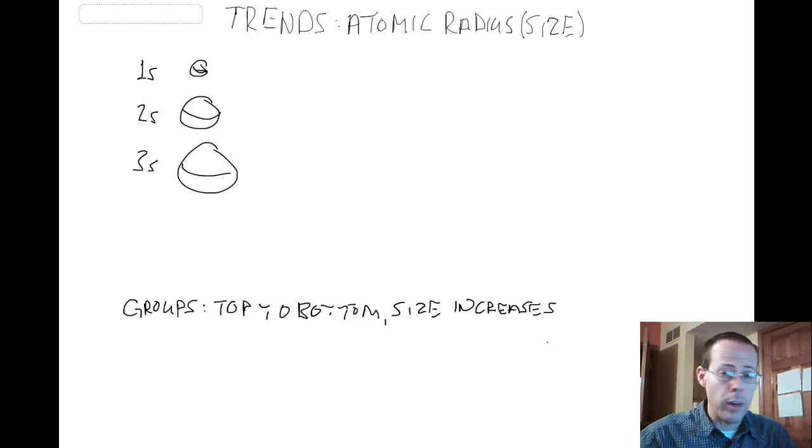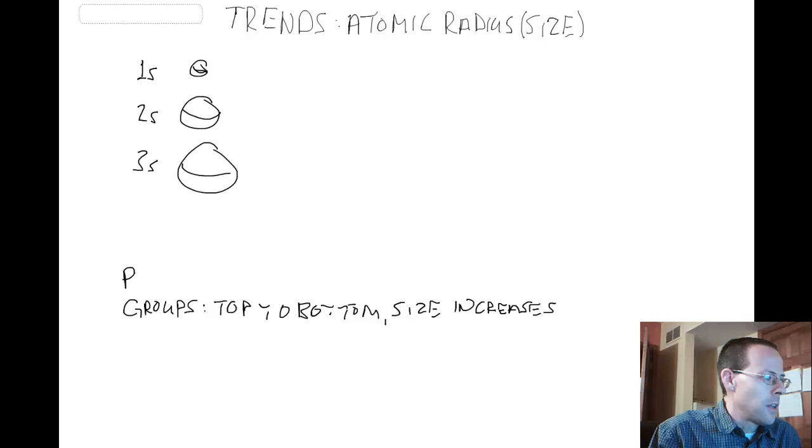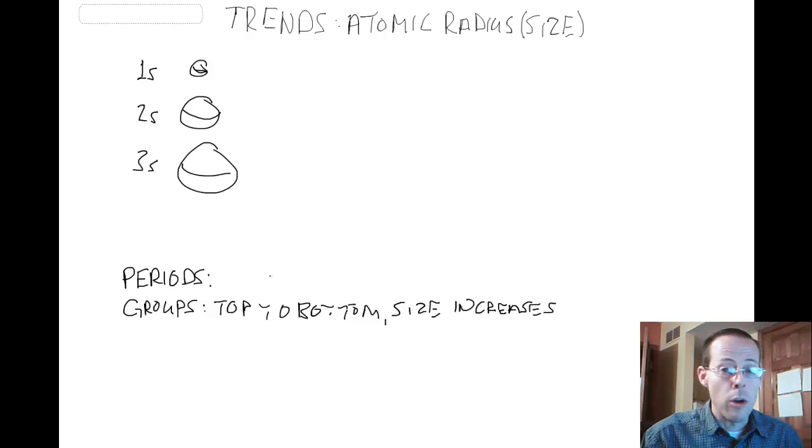So groups, as we go from top to bottom, size increases. It does not matter what group we're in. We were kind of talking about alkali metals. The same thing would be true of halogens. It's a group trend. So the next thing we need to talk about is a period trend. So I'm actually going to write it above this. So periods are going from left to right, or periods you might think of as rows. So groups are columns, periods are rows.